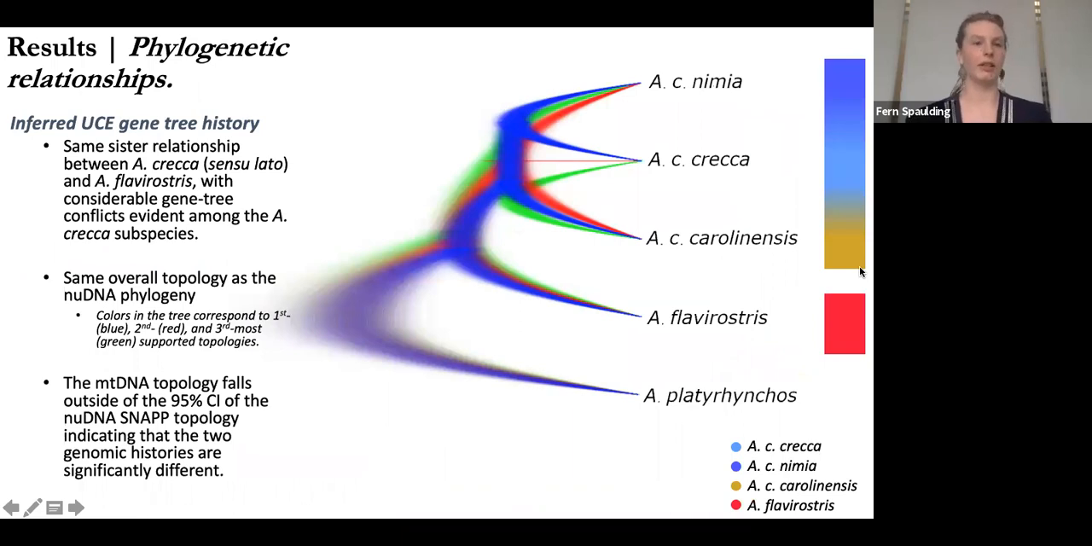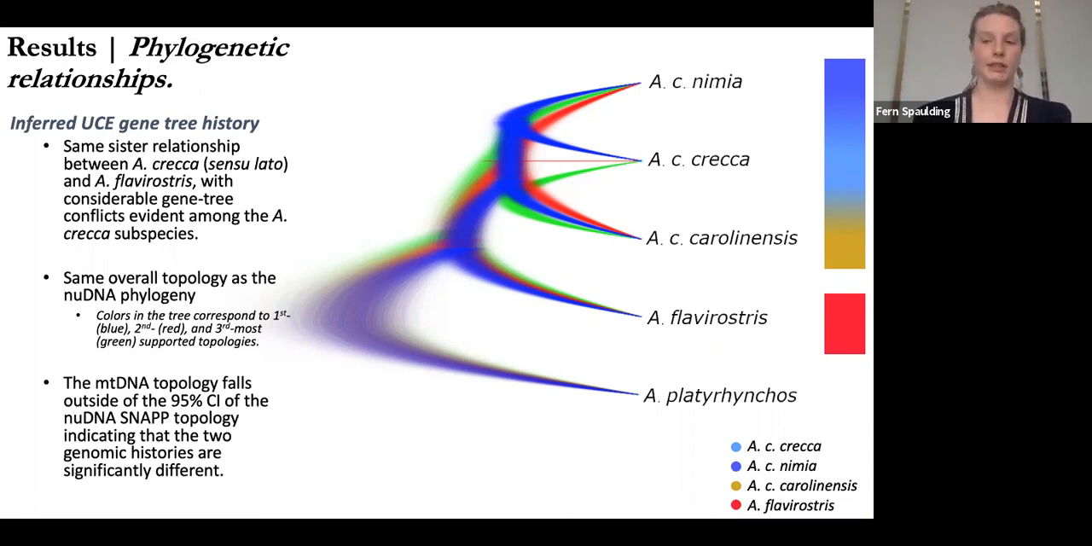So the results for our inferred UCE gene tree history: this phylogeny showed the overall same sister relationship shown in our previous nuclear phylogeny using a consensus UCE sequence. And here we can see it is the same overall nuclear topology with uncertain relationships within the 3 subspecies of Holarctic green-winged teal. The colors in this tree correspond to the first, second, and third most supported topologies shown in blue, red, and green, respectively.